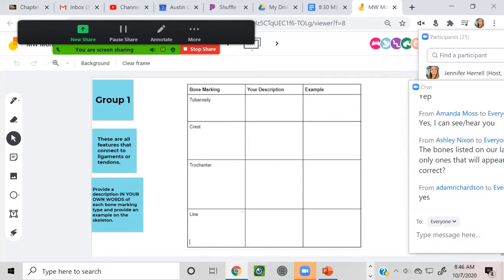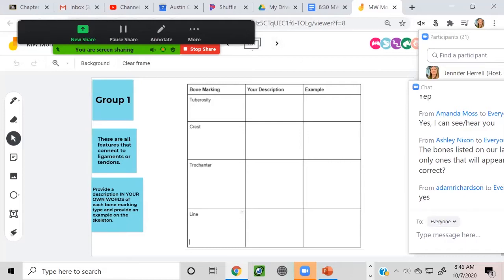It doesn't have to be formal. In fact, if it's in your own words, that's even better. You can describe it as a bump or a hole, that kind of thing. And then I want you to give me a name of a specific example of one. So not just tuberosity, but maybe tibial tuberosity. So you might Google, look up example of tuberosity. Find your example here. You guys can split these up however you want to in your groups.